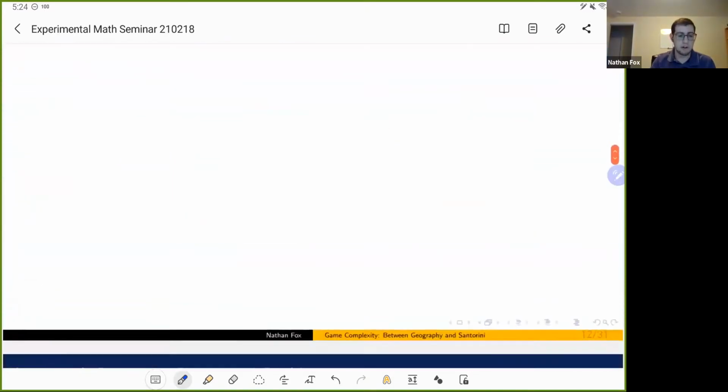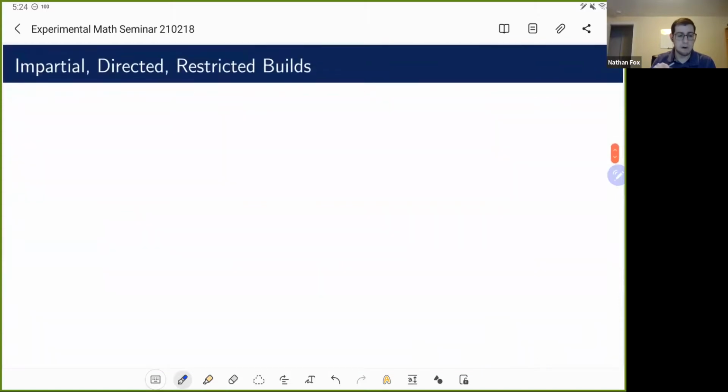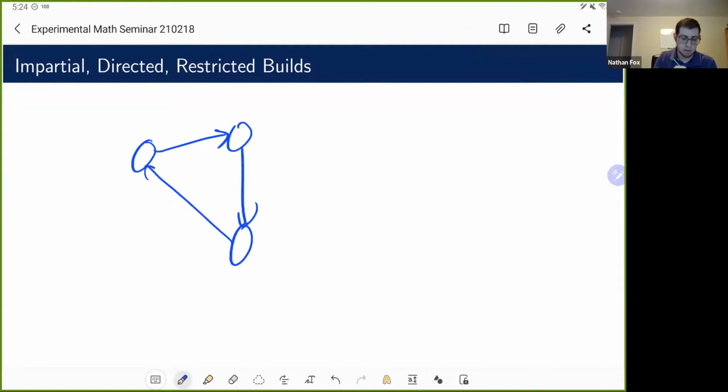So here's the first variant I want to look at. Impartial. So there's one shared worker on directed graphs with restricted builds. So let's say the worker starts there. So essentially what you're doing, all these things have height 0, and then when you move, the place you moved from has height 1. So you move this worker here, this has height 1. So you're essentially just deleting it from the graph after you move from it.